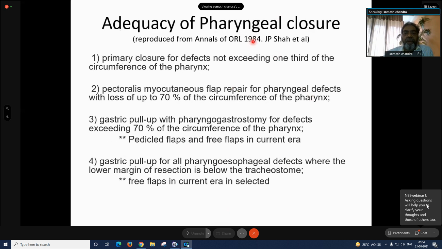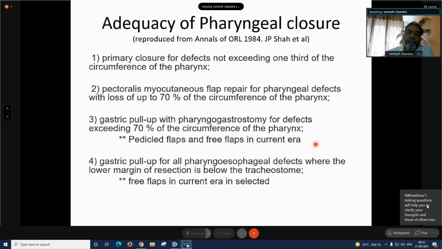This is a very old publication from 1984 from the Annals of Otology, Rhinology and Laryngology, but the principles remain the same. If the pharyngeal loss is not exceeding one third of the circumference, you do a primary closure. If it is up to two-thirds, you need to do a patch pharyngoplasty. Pectoralis major is a good flap. For more than 70%, it is probably best to do a circumferential replacement. Currently, pedicle flaps can be used if maybe 30% is still there. Otherwise, free flaps are usually used.